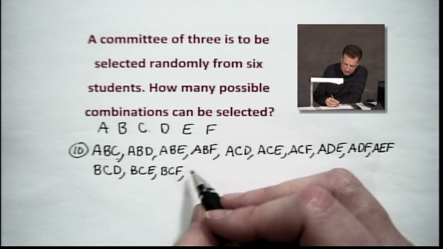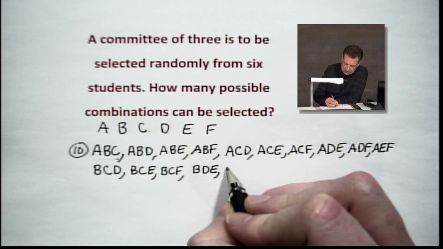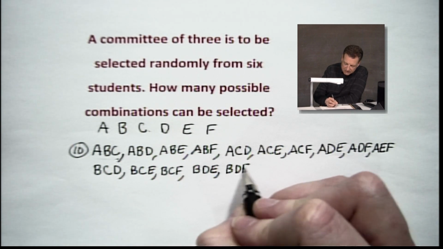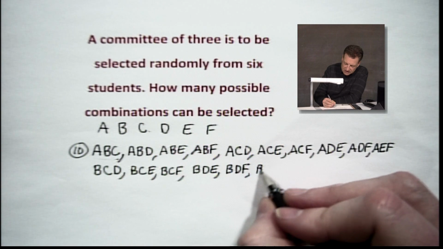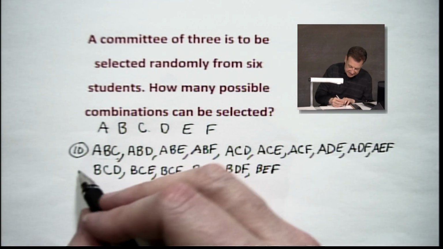Let's keep it going with B and D. How about B, D, E, B, D, F, and oh yes, B, E, F. Already, we're up to 16.